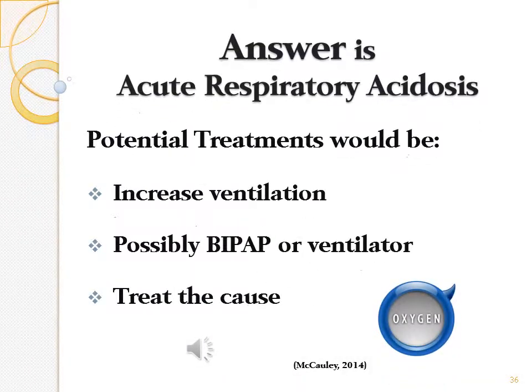This patient is retaining CO2 because his breathing is shallow and slow. So he's in acute respiratory acidosis. We see a lot of this in the PACU, as you well know. The potential treatments would be to stimulate your patient to breathe, or BiPAP or a ventilator, and then treat the cause.